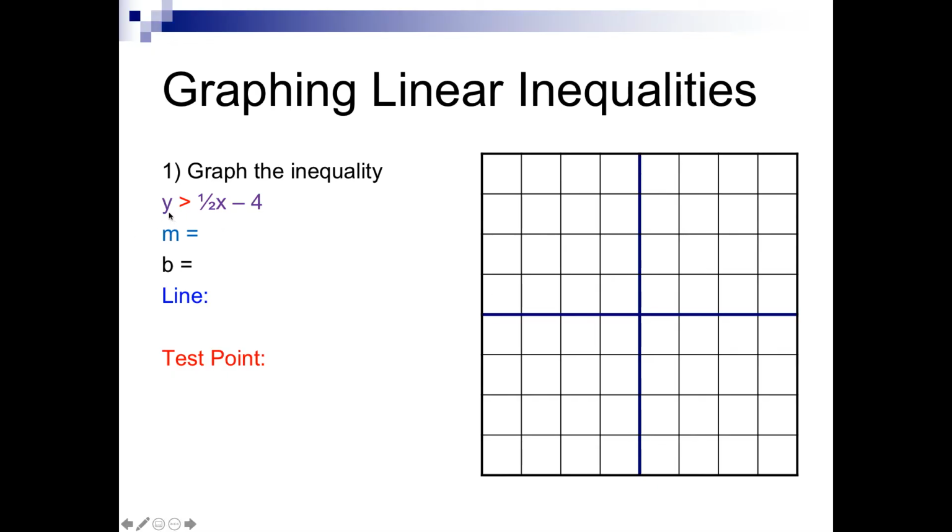So our inequality, y is greater than 1/2 x minus 4. My m, or the slope, is 1/2. The b is -4. And we noticed from the previous slide that when we have greater than, our line is going to be a dotted line. So let's graph the line first. We start at 0, -4, and then we go up 1, right 2, make another point, up 1, right 2, make another point, and then we're going to draw our dotted line.